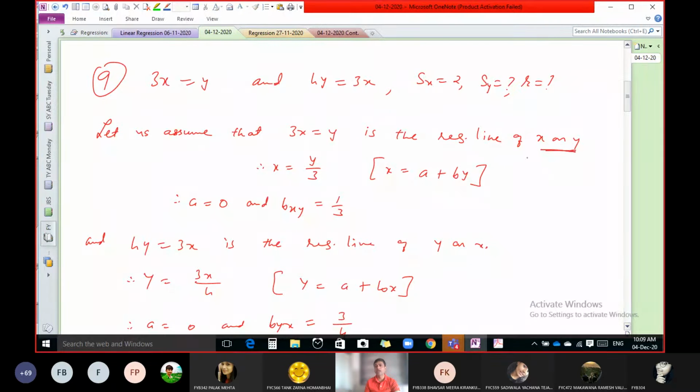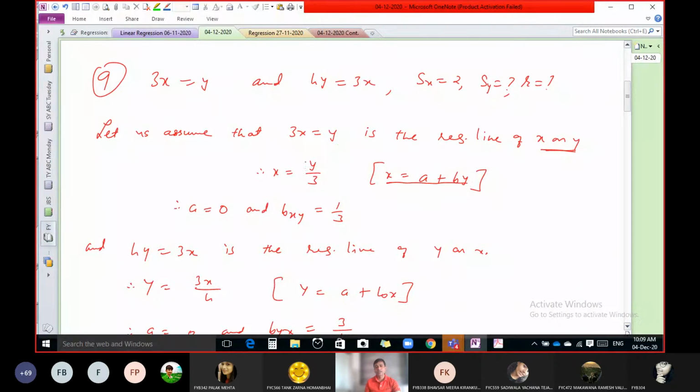Because it is x on y, the standard form is x equal to a plus by. So convert this into x equal to. Taking 3 to the other side, we get x equal to y upon 3. Now compare this. You will get a equal to 0 because there is no constant available, and the coefficient of y is 1 upon 3. So bxy is 1 upon 3.